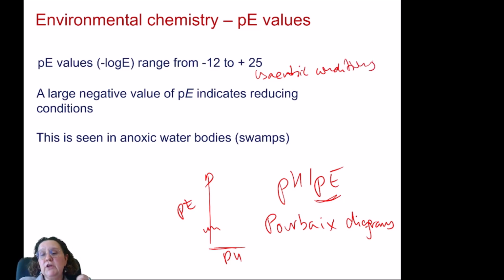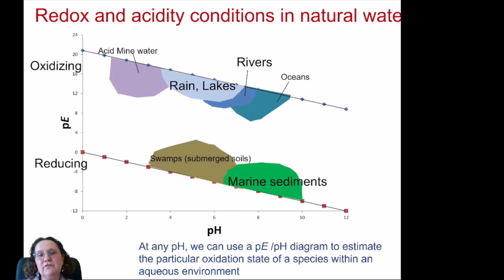So it means you are in waters that are very well aerated. So there is a lot of oxygen, so they're very oxidizing conditions. And this is roughly where the different waters will fall in a pH-PE diagram. Again, the low negative numbers are very reducing conditions, so very little oxygen. High PE values, very positive numbers, very oxidizing conditions.